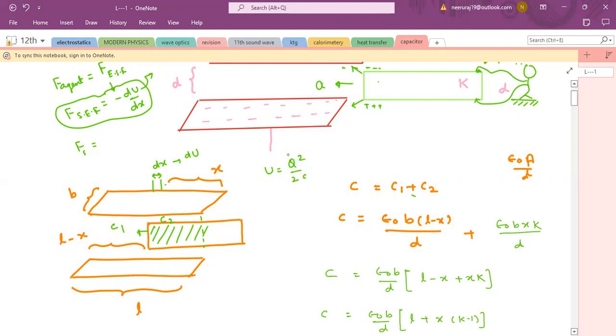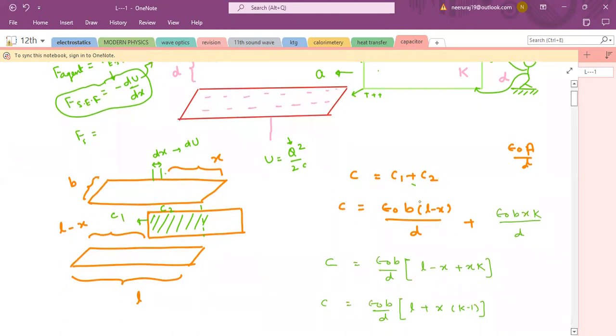Here I will give preference for Q because Q is constant. And C is the total capacitance of this system. The capacitors are in parallel combination, so the total capacitance is going to be C1 plus C2. Okay, so how much is C1?